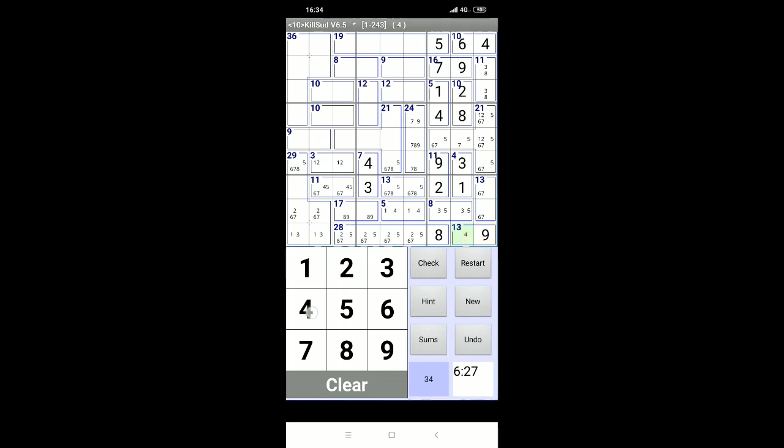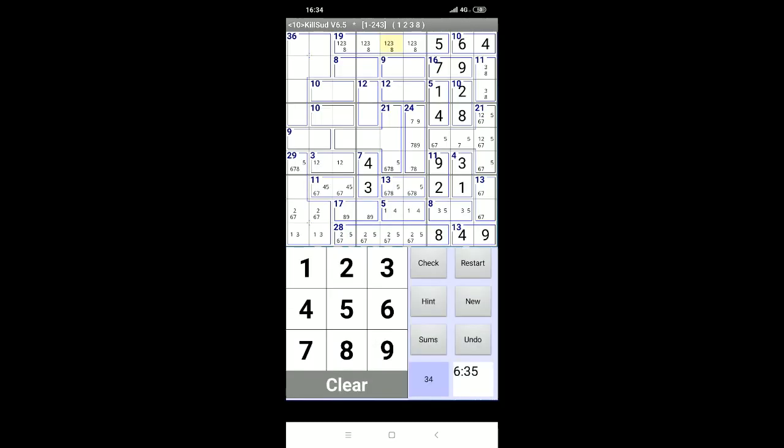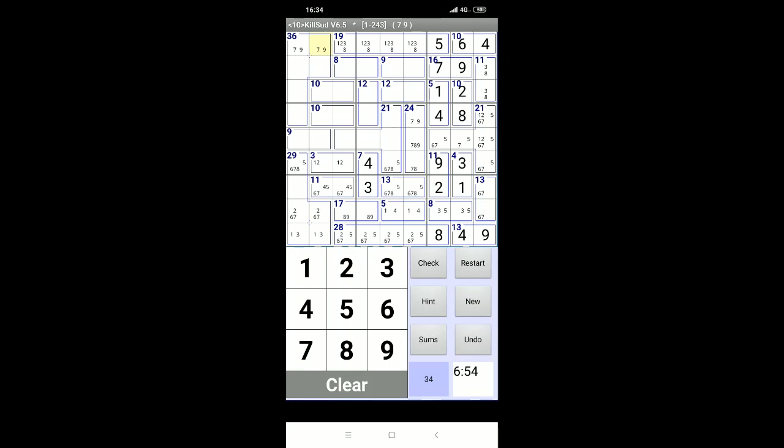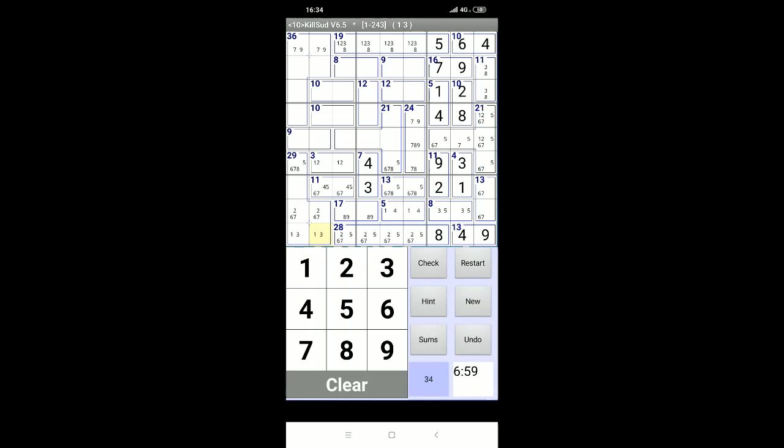Which in turn opens this one to be 4 and 9. 19 without a 6 or a 4: 1, 2, 3, and 8. Again, we'll have these two. There's 1, 2, 3, 4, 5, 6, 7, and 9. Out of curiosity, all of them have 7 and 9, so that doesn't help us yet. What about here? Also doesn't help us yet. So we'll continue.